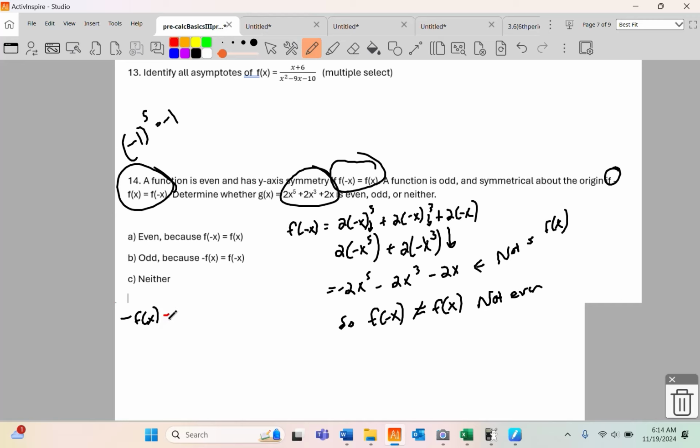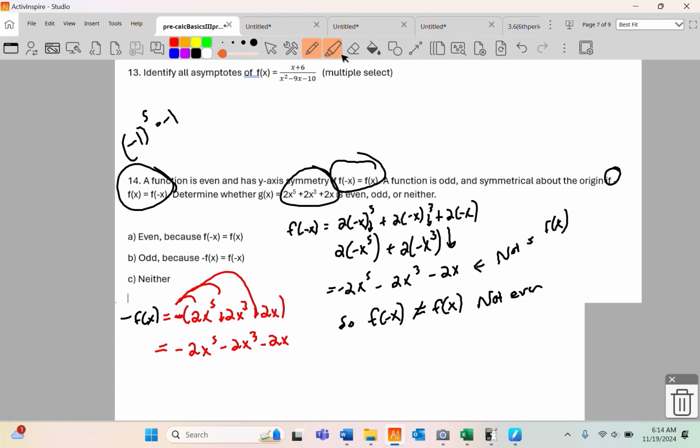Negative f of x is found by wrapping the entire stinking thing in parentheses and multiplying it by a negative. And I've done this a long time, and I don't understand why kids struggle with this so darn much. Like, it's not hard. Just follow a rule. Is that the hard part, that we just won't follow a rule?